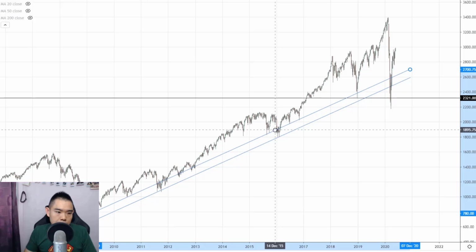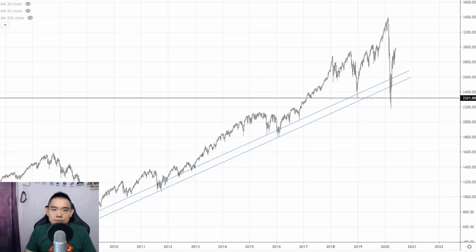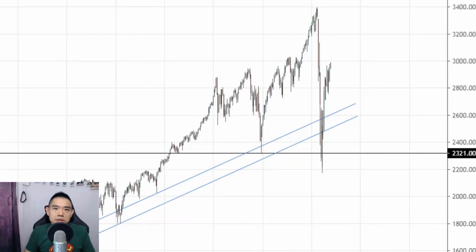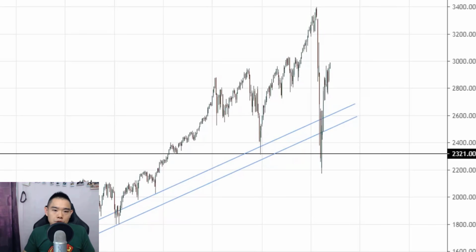There you have it, right? Multiple areas of value on this chart. Make sense? Okay, so this is how you define an area of value. So this means when you are looking for buying opportunities, this is a potential area to look for buying opportunities.